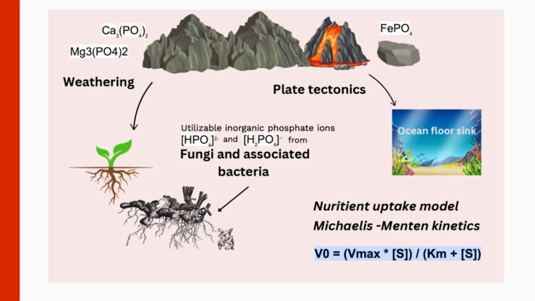Arbuscular mycorrhizae produce the enzyme phosphatase to release organic phosphate during decomposition. 20 to 30% of phosphorus in the soil is from microbes and fungi detritivores. For phosphorus and other biogeochemicals, Michaelis-Menten kinetics are used for nutrient uptake models. V0 is the nutrient influx, Vmax is the maximum nutrient influx, and S is the nutrient concentration in solution.